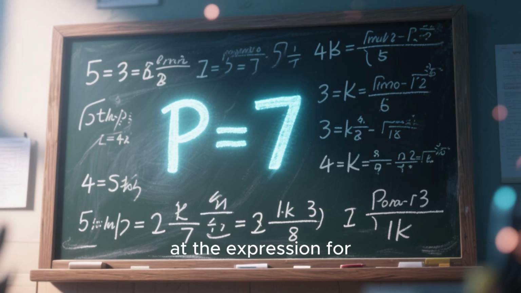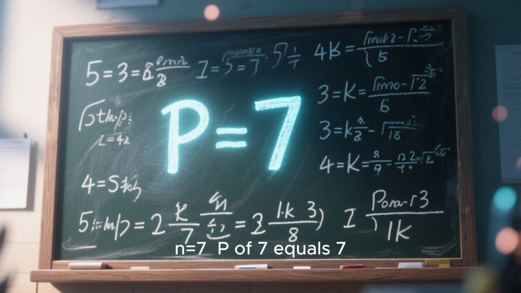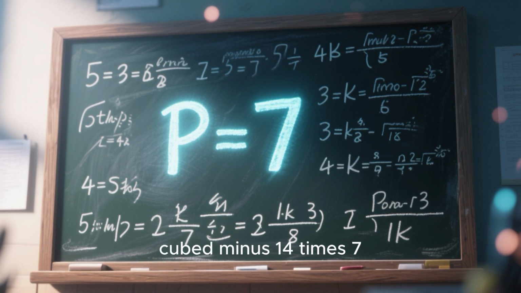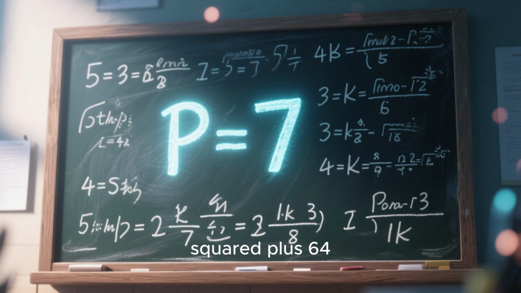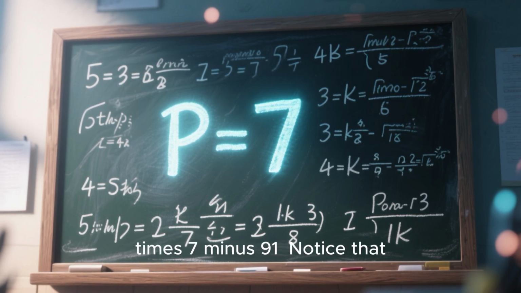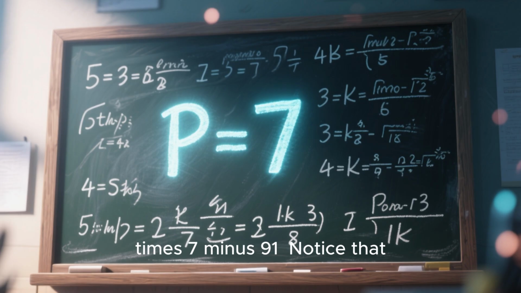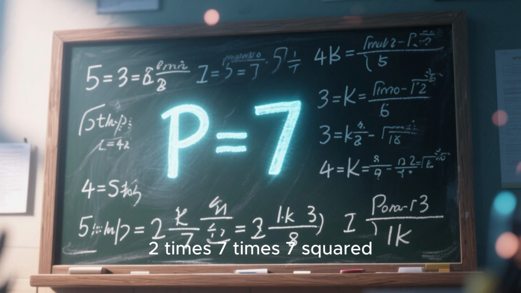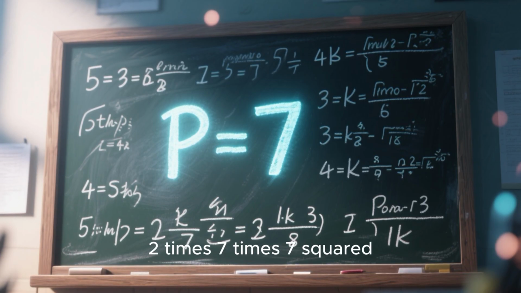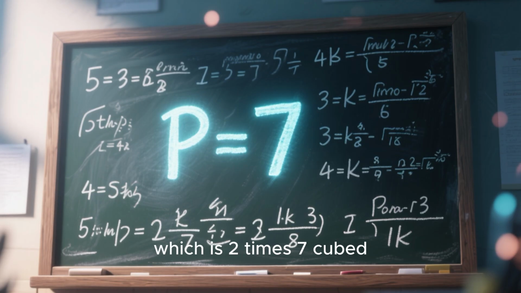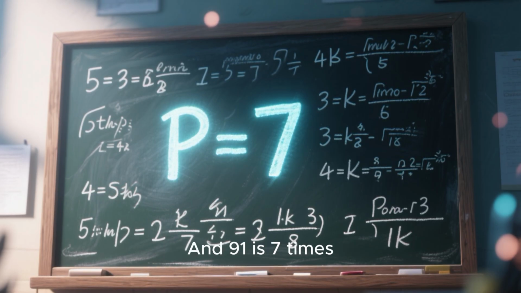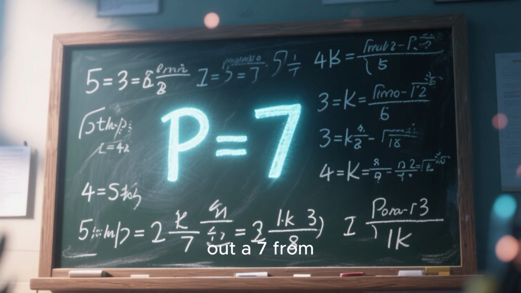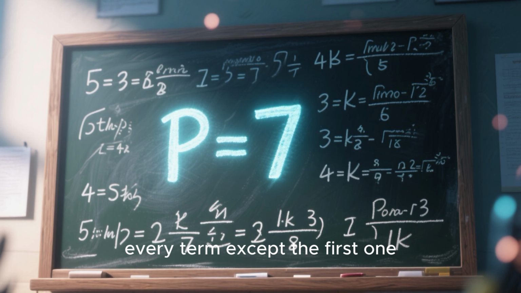Let's look at the expression for n equals 7. P of 7 equals 7 cubed minus 14 times 7 squared plus 64 times 7 minus 91. Notice that 14 is 2 times 7. So the second term is 2 times 7 squared, which is 2 times 7 cubed, and 91 is 7 times 13. So we can factor out a 7 from every term except the first one.